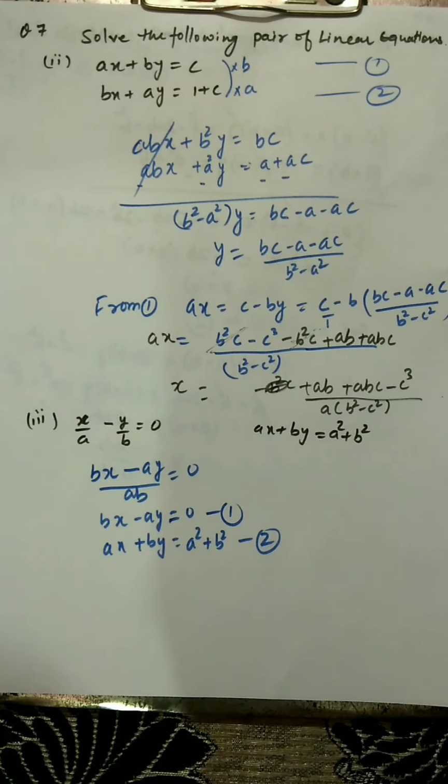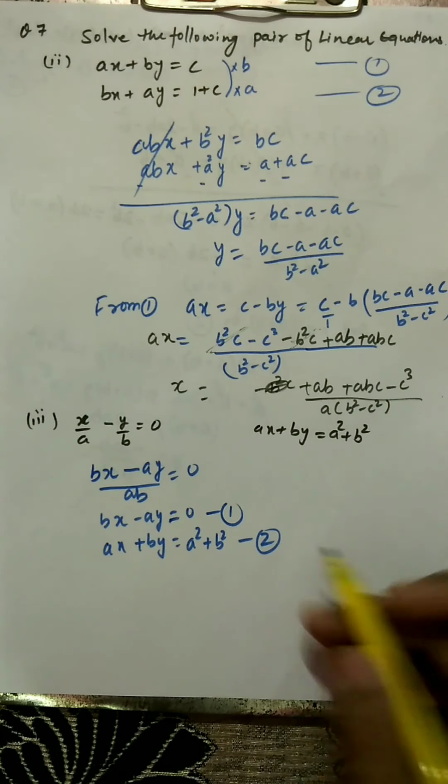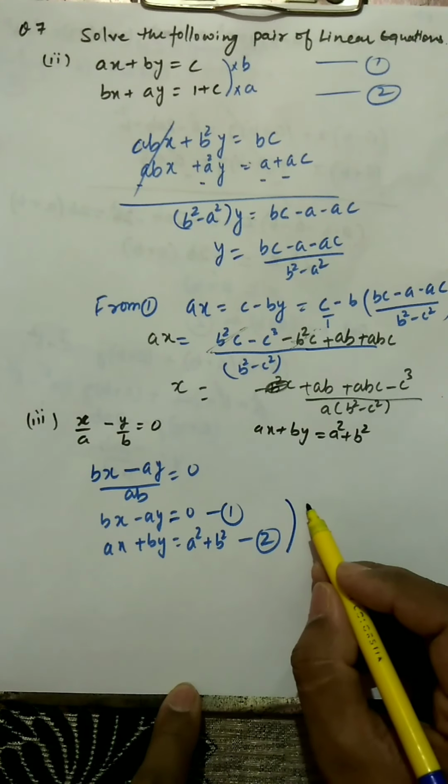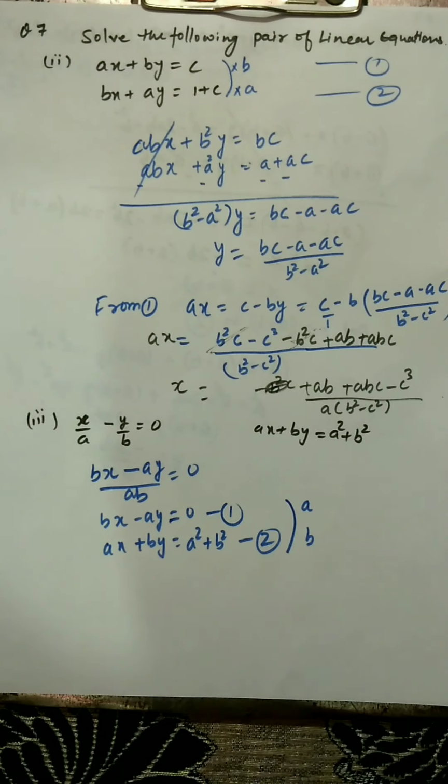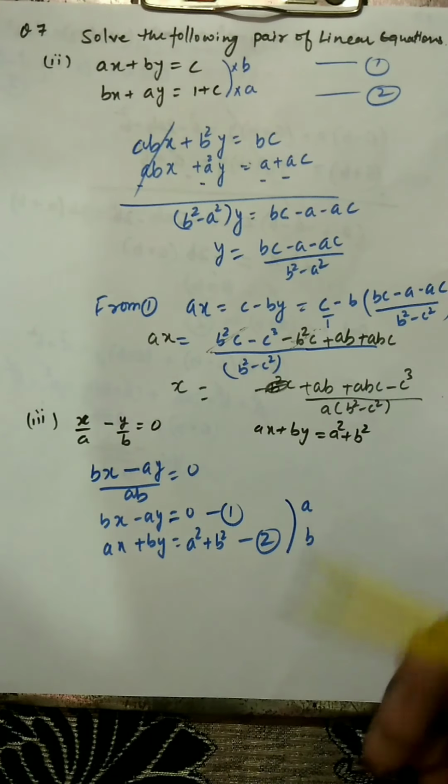And how you will solve this, I'm just giving you a hint. You multiply your first equation by a, and this equation you multiply by b, and you proceed as we have done earlier.